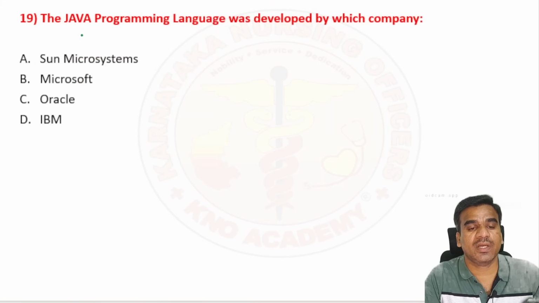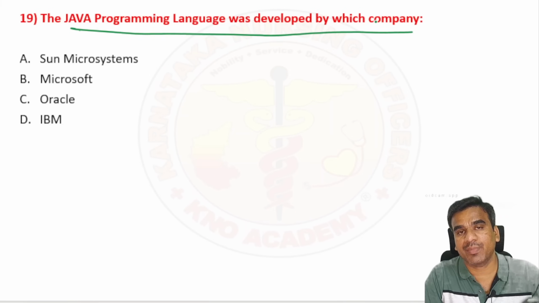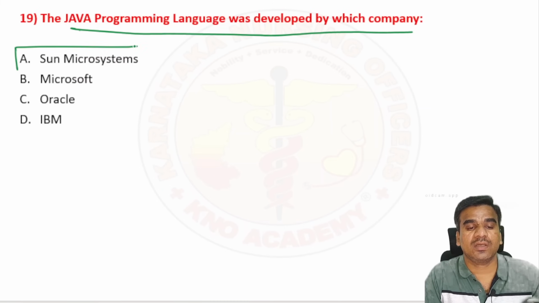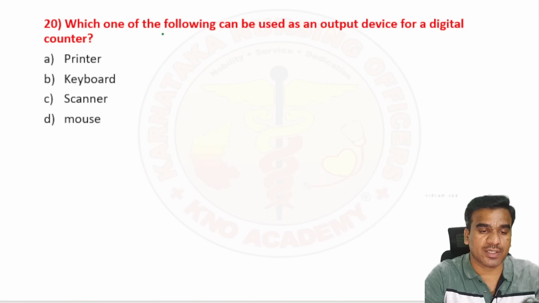Then question number 19. Java programming language was developed by which company? So Sun Microsystems is the right answer. Sun Microsystems is the right answer.